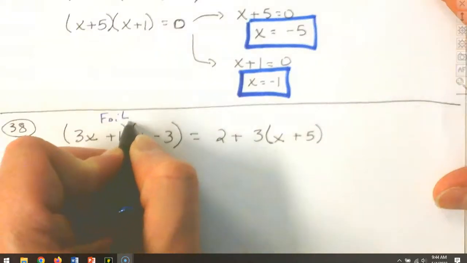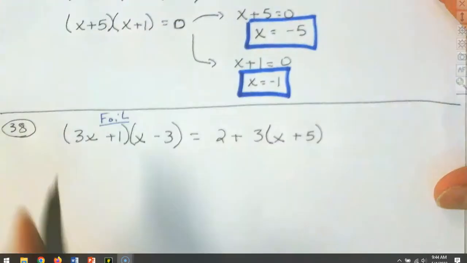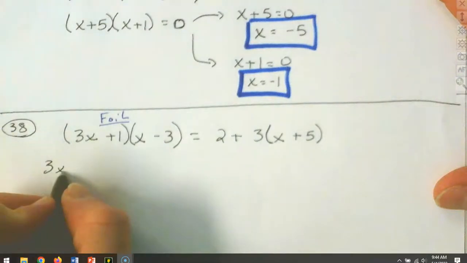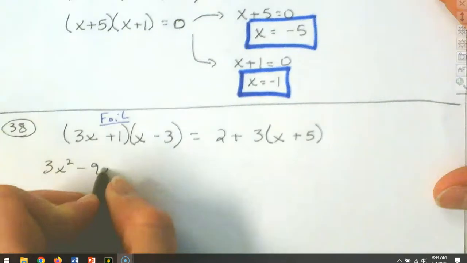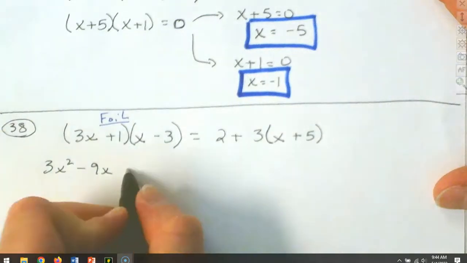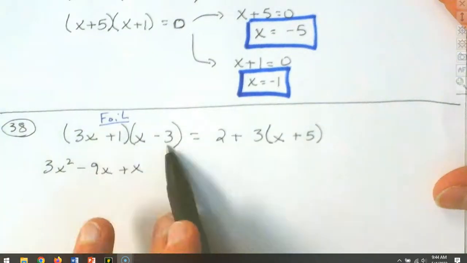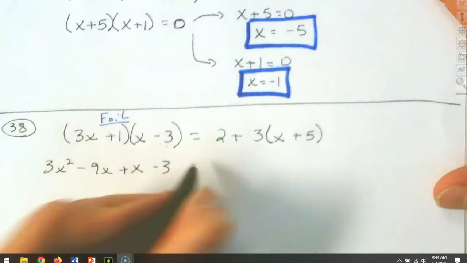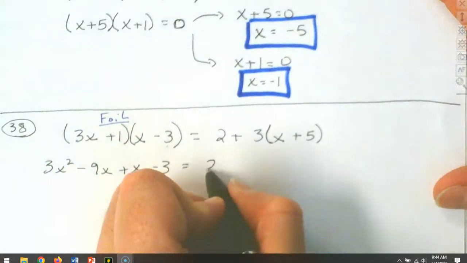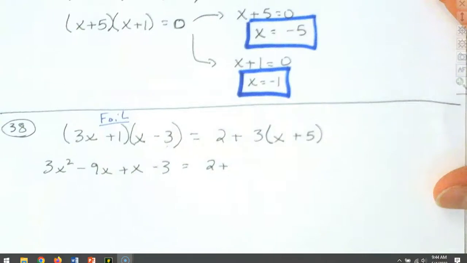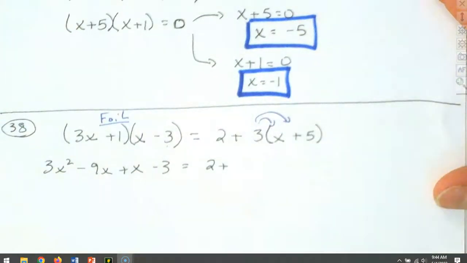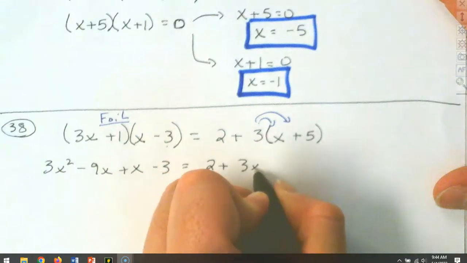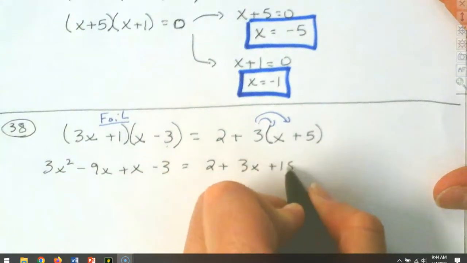You shouldn't have any trouble foiling here. First times first, 3x squared. Outside and outside, minus 9x. Inside, positive x. Last and last is a minus 3. We'll go ahead and work on the other side as well. On the right-hand side, that 3 has to be pushed through. So that's 3x plus 15.